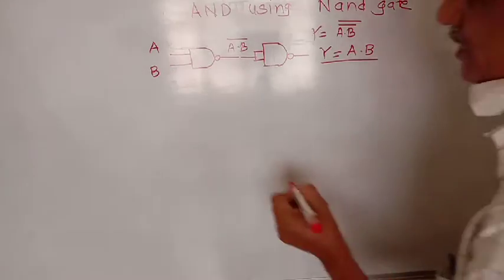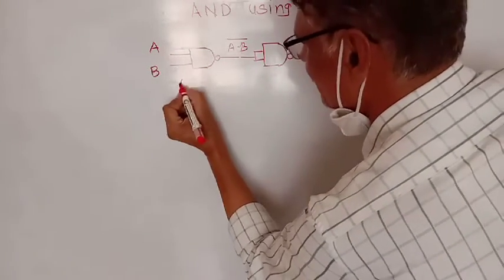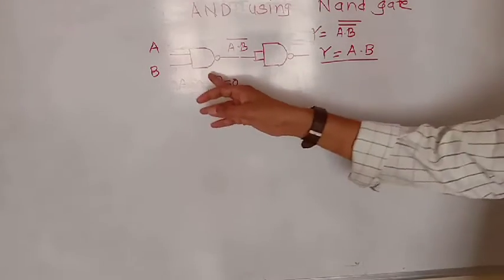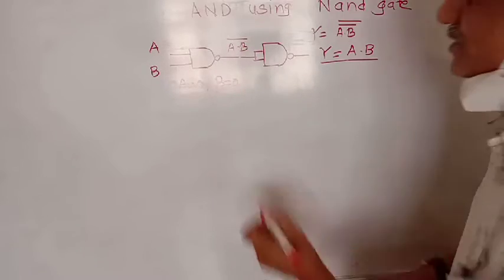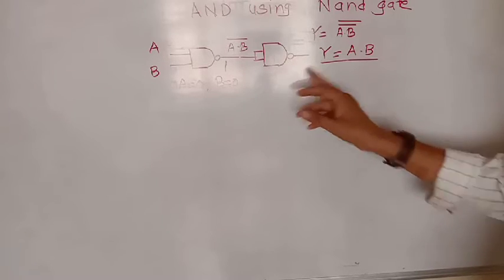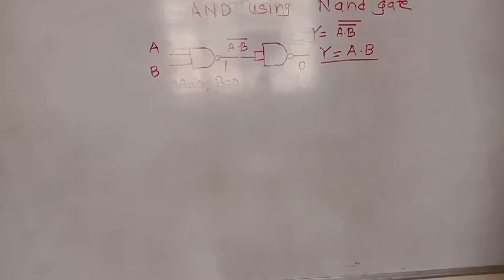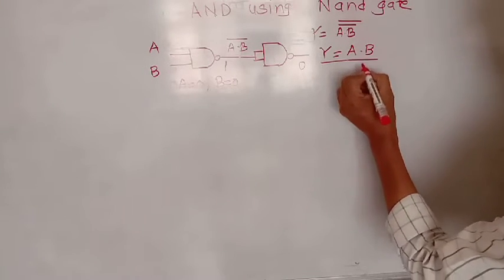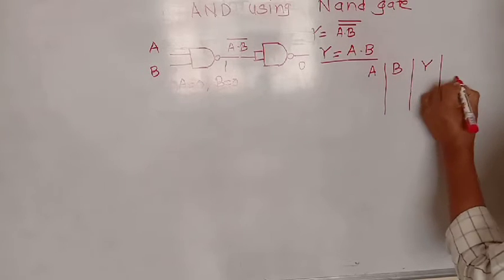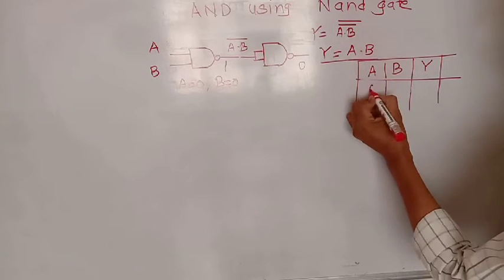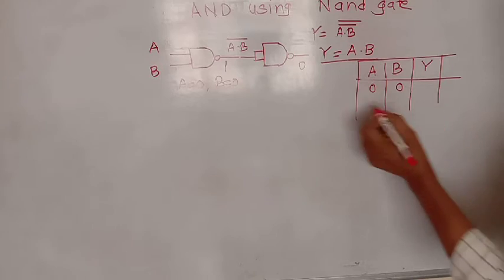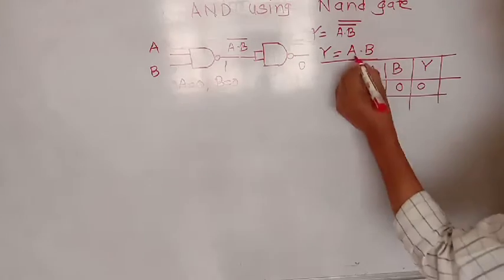Now see, if A is equal to 0 and B is equal to 0, then here we get 0 into 0, 0, and 0 bar means 1, which is the input of this NOT gate. So 1 is inverted by this NOT gate and we get Y is equal to 0. See the truth table of AND gate. A and B are inputs and Y is output. When inputs are 0, 0, that is A is equal to 0, B is equal to 0, then output Y is equal to 0.